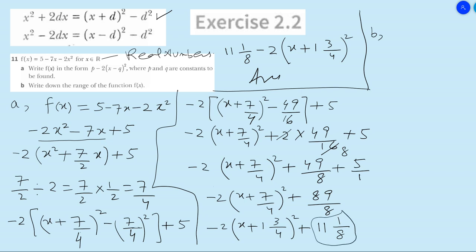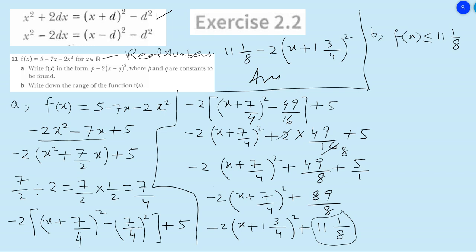Always focus on this term. If he asks the range of the function, if this term is plus, we have to write plus. If this term is minus, we have to write minus. So what is the answer? What is the question? Write down the range of the function. The range of the function should be f(x) less than or equal to 11 whole 1 upon 8. This is the range.